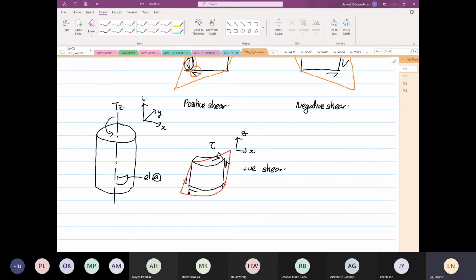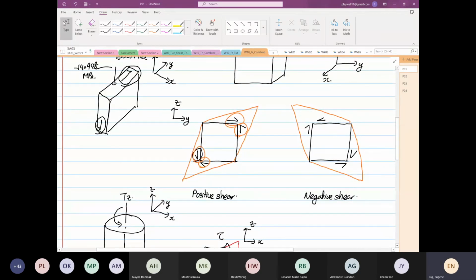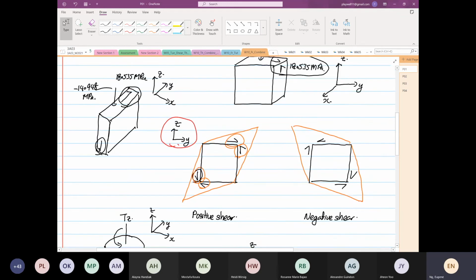I think Abigail did not say anything, so she'll be just wondering, for the positive shear drawing, if we were looking at it from the other side, will it be considered negative shear? How do we know which orientation? Roseanne, if you were to draw the other side, this thing has to flip, right?